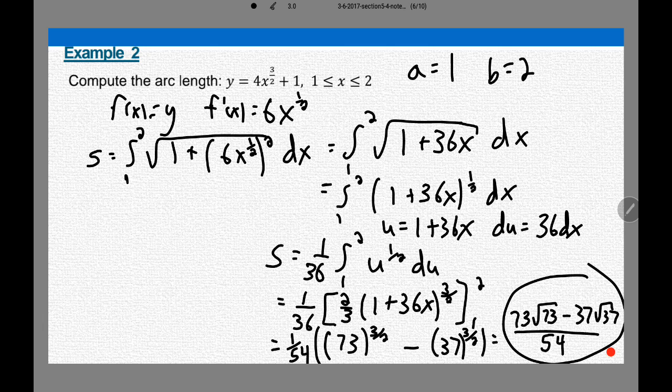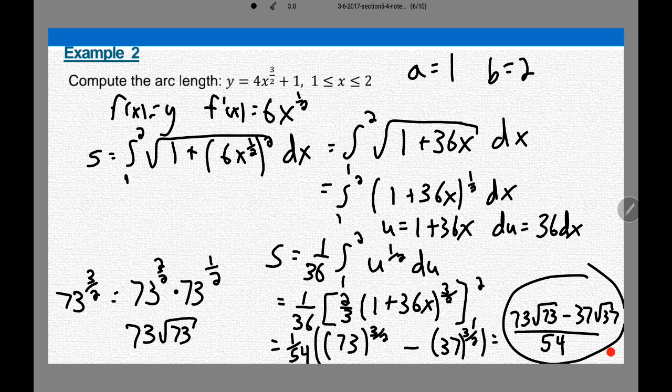So if you want to see how that works out, let me show you real quick. 73 to the 3/2 is the same thing as 73 to the 2/2 times 73 to the 1/2 power. 73 to the 2/2 is just 73. 73 to the 1/2 is the square root of 73, if I can write. Well, that's where I got the numbers from over on the other side.